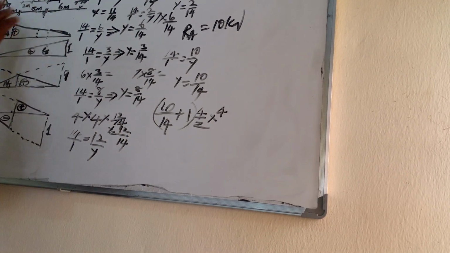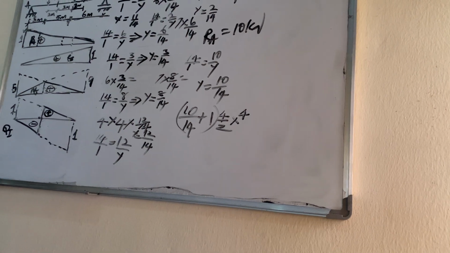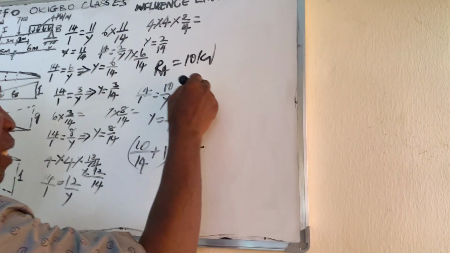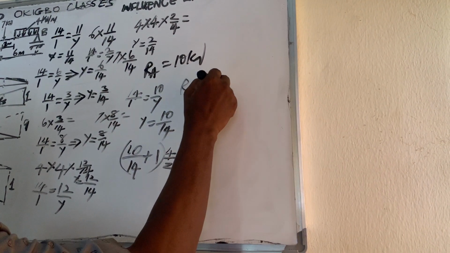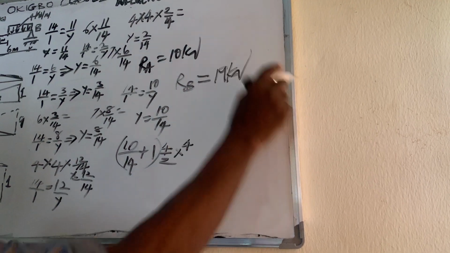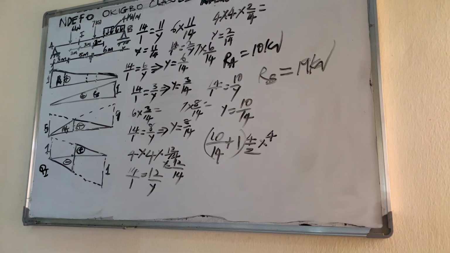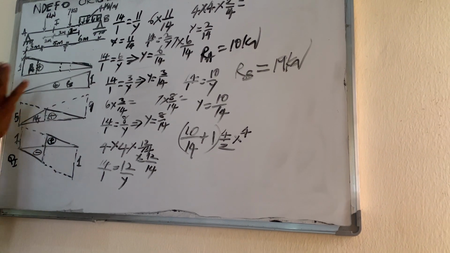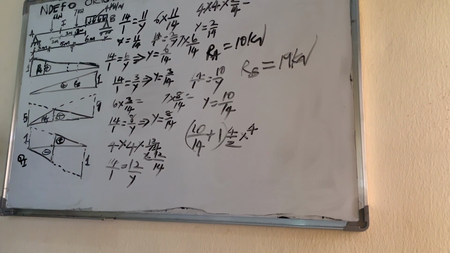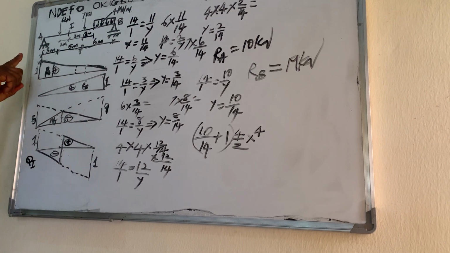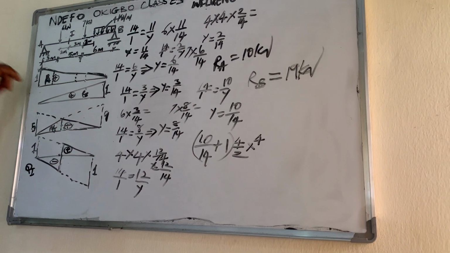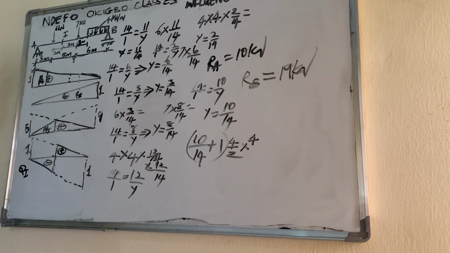So when you get them, you add all the effects. You will get that RB. RB will be 19 kilonewtons. I got my RB, 19 kilonewtons. So I've gotten the whole effect of this moving load on RB and on RA.